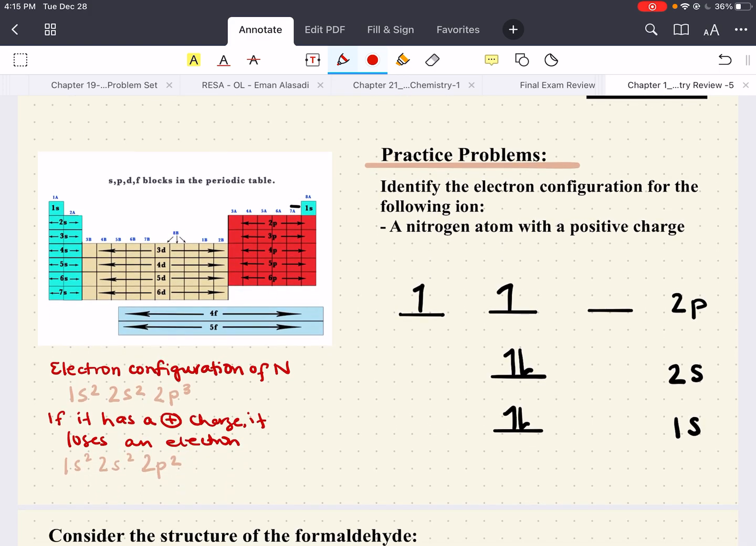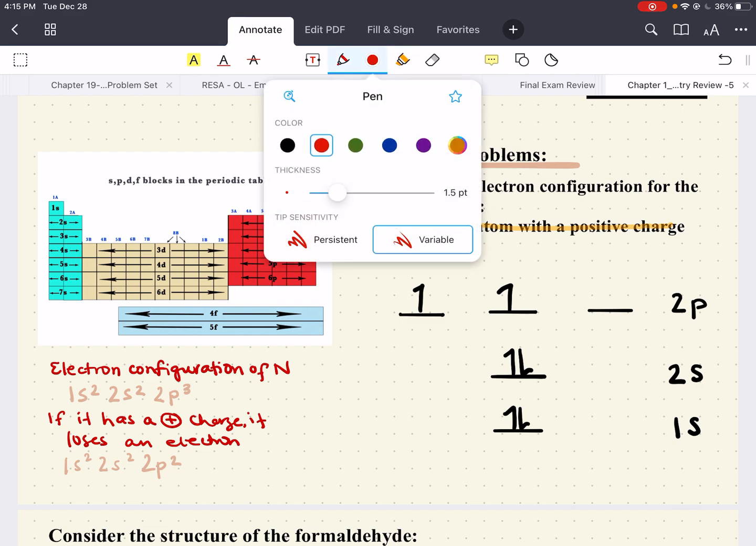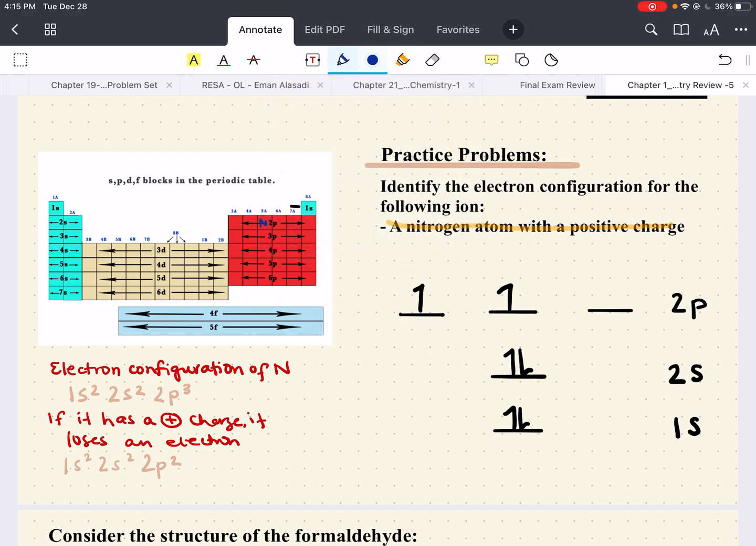All right, so now we want to do a couple of examples. This first example says identify the electron configuration for the following ion: a nitrogen atom with a positive charge. Let's write the electron configuration for a neutral nitrogen. Nitrogen is usually right here, and so that means it's 1s2, 2s2, 2p3. That is the electron configuration for a neutral nitrogen.